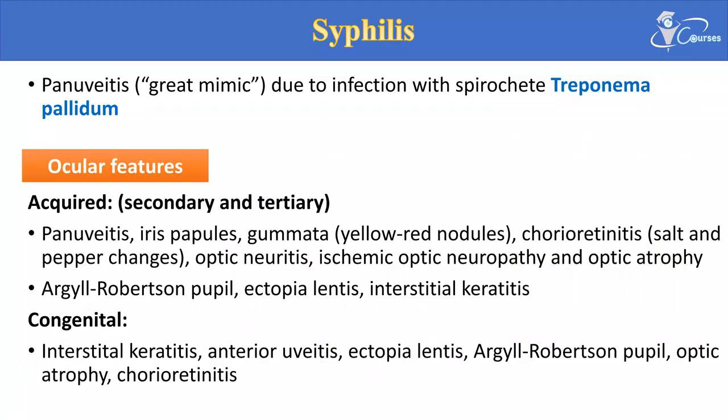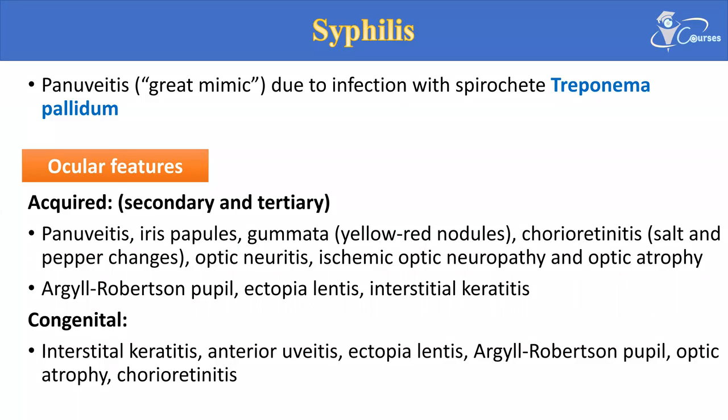Syphilis, we cannot overlook syphilis as the great masquerade. Syphilis is called the great masquerade or the great mimic because it can mimic any case of uveitis. So if you want to put a differential diagnosis for any case of uveitis, just put syphilis. It can cause virtually anything. Syphilis is caused by the spirochete called Treponema pallidum.